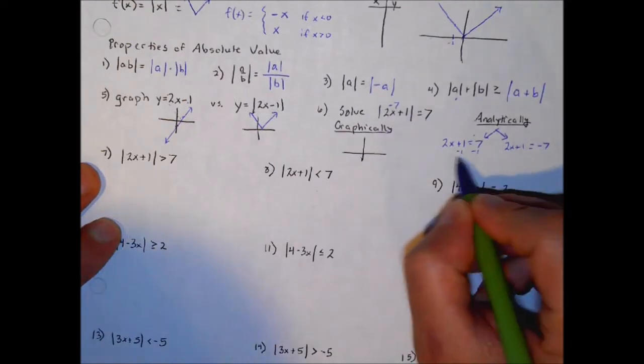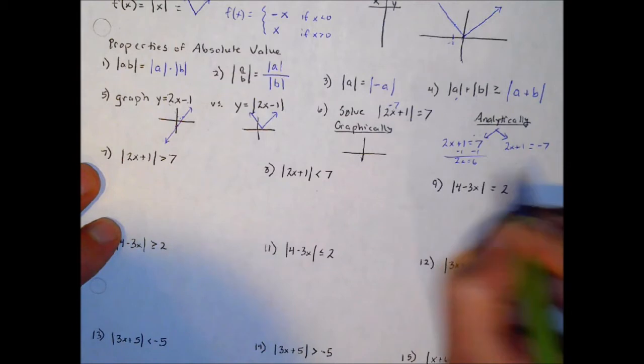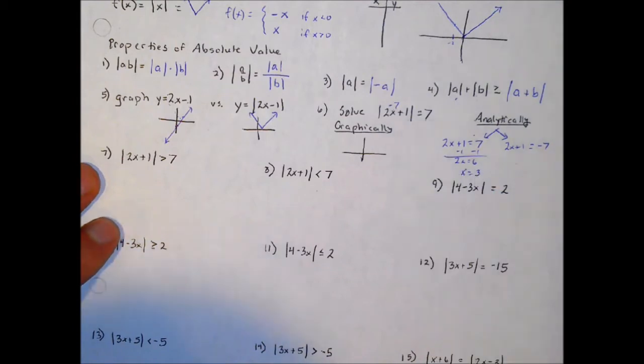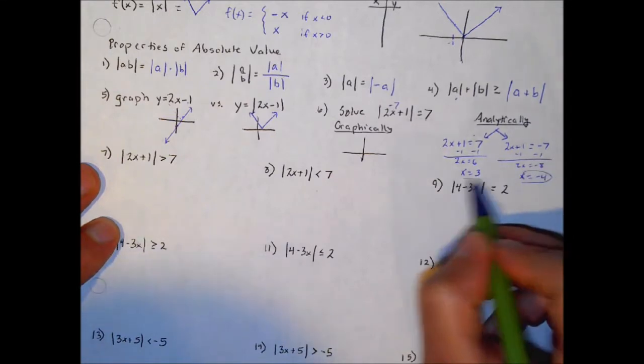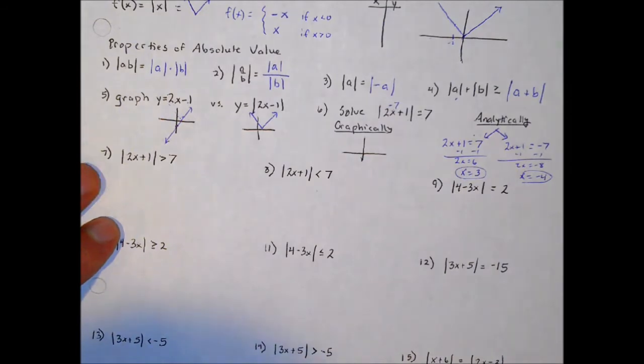Subtract your 1. So 2x equals 6. Divide and you get x equals 3. Subtract your 1 and divide by 2, and you get x equals negative 4. So we get two different answers most of the time. Let's see how that works when you plug it back in.